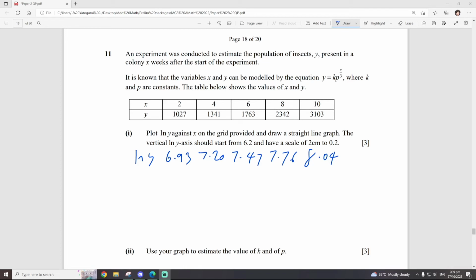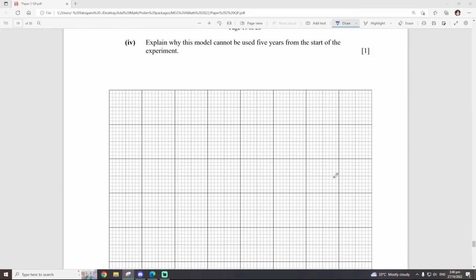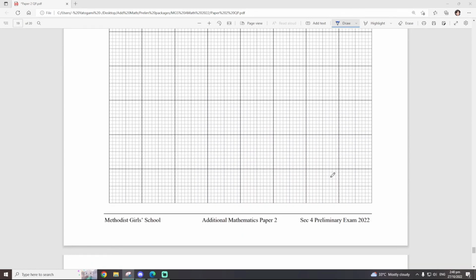Okay, so the last question is linear law. We have this experiment to find the population of insects. For this part, we need to plot ln y against x. I already wrote down the values here for you guys. You can check for yourself, and I have the table on the other side of the screen also. So vertical starts from 6.2. They give us an instruction to start the axis from 6.2. And we have 2, 4, 6, 8, 10, right? So let's declare this to be our starting line.